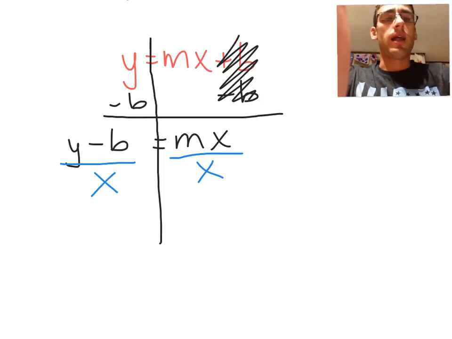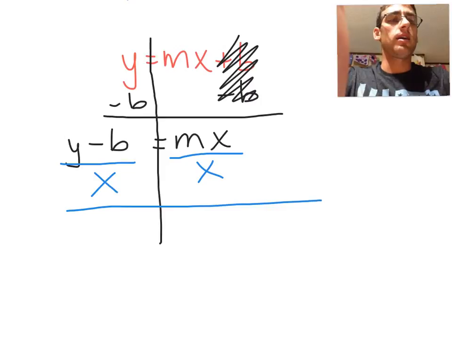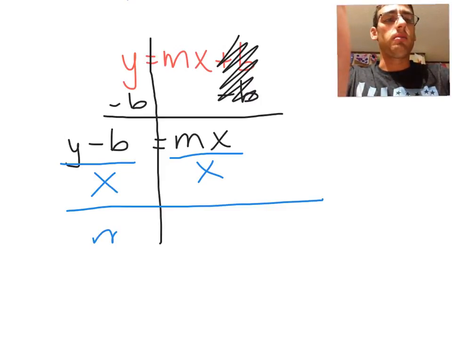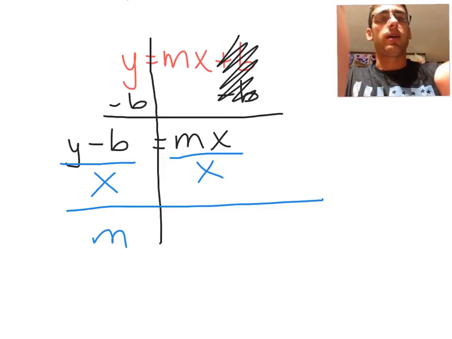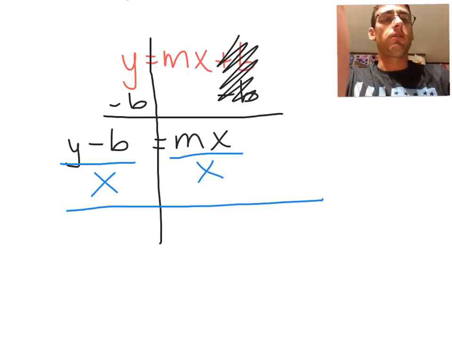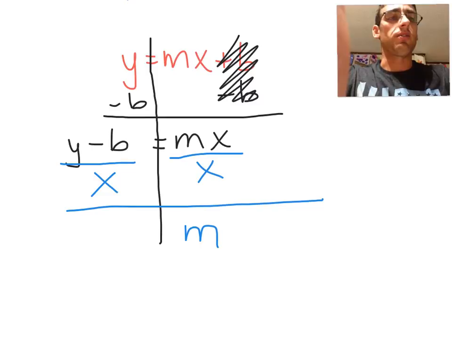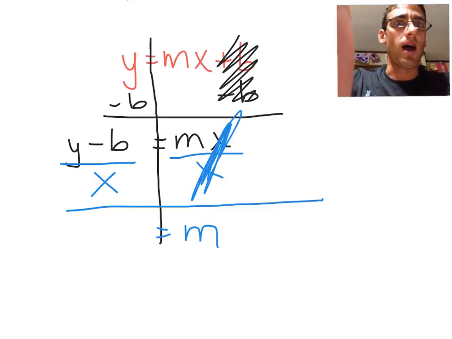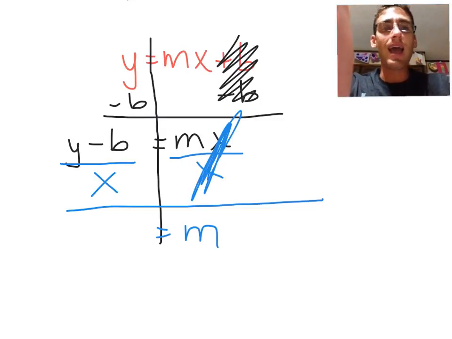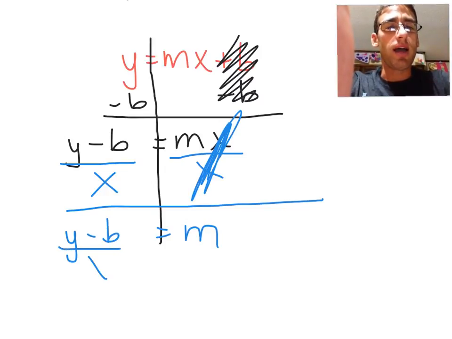All right, now watch what happens here. Okay? I end up with m. Over on this side on the right, I end up with m all by itself because my x's canceled each other out. Now over on the left side, you say, man, y minus b divided by x? Yeah, that's all it is, guys. It's just y minus b divided by x.